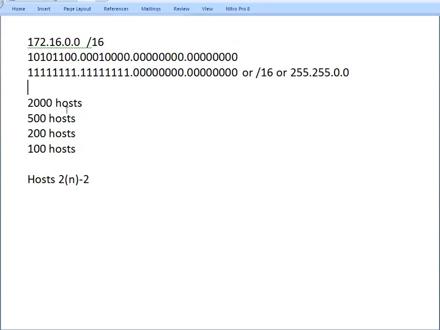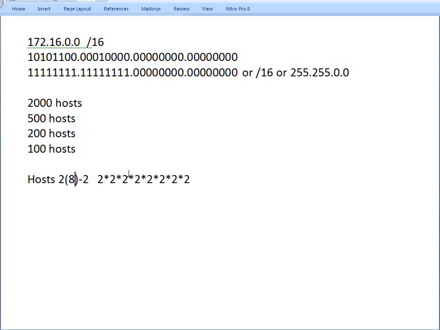So how many zeros do you think we need for 2000 hosts? Well, let's try 8 zeros and see what happens. 2 times 2, 8 times: 4, 8, 16, 32, 64, 128, 256. Not enough.